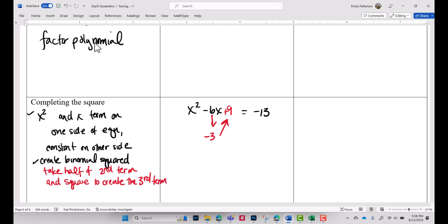So we've added 9 to this side of the quadratic equation, and then we have to make sure that we add it to this side. So what I've got now is x minus 3. That value here becomes the second term in our binomial. And then we combine our like terms over here. Negative 13 plus 9 is equal to a negative 4. And then what we do is we take the square root of both sides.